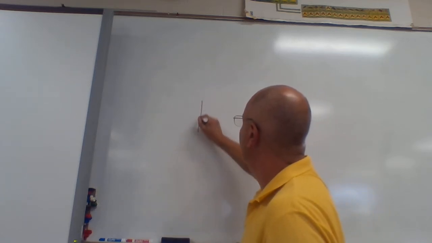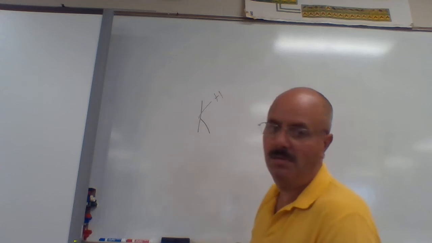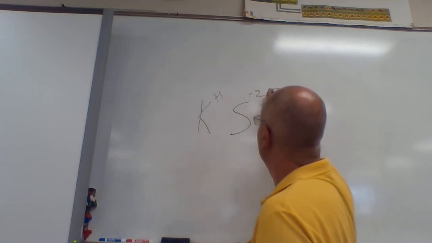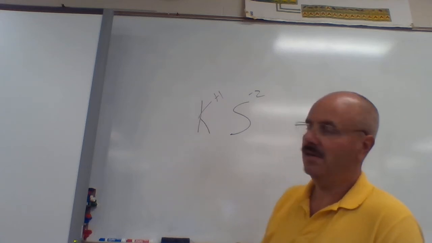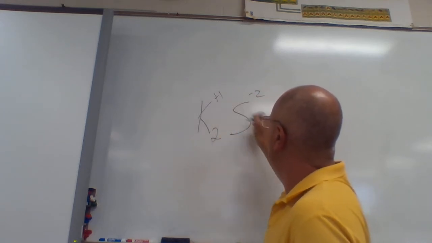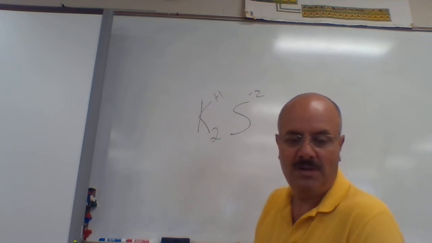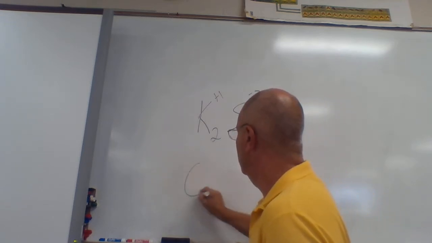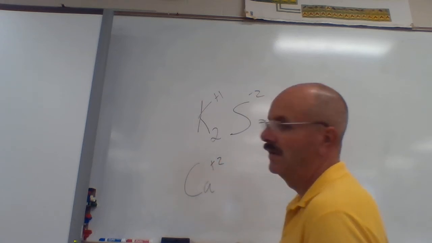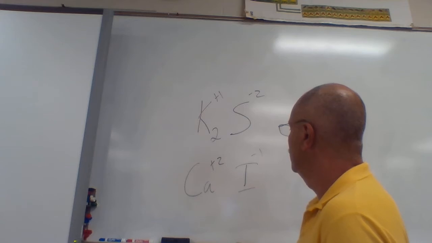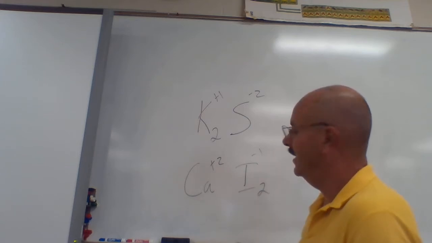Potassium sulfide. Potassium is K. He's a +1 from the periodic table. Then we got sulfide, that's sulfur, that's a -2. Those don't cancel each other, so we're going to crisscross it. We get K2S1 or K2S. And then the last one is calcium iodide. Calcium is Ca, that's a +2. Iodide is the element iodine, and that's a -1. Crisscross that, we get CaI2.